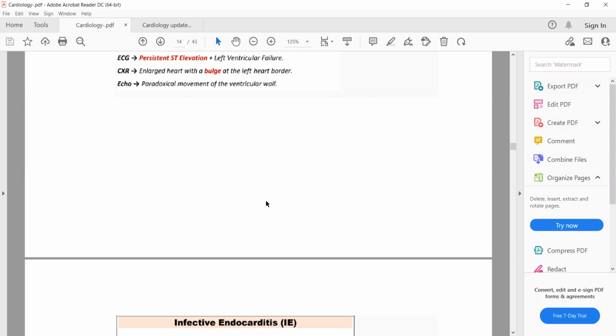Now, can someone tell me, just to revise a little bit, let me ask you some questions. What is the complication that can occur within 48 hours of MI?